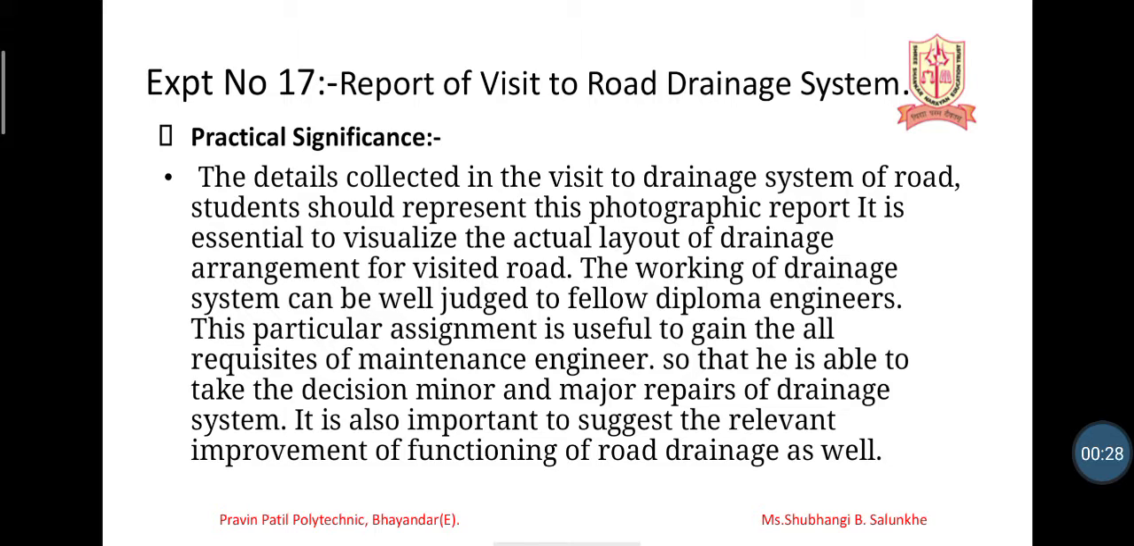It is essential to visualize the actual layout of the drainage arrangement for a visible road. The working of the drainage system can be well judged by fellow diploma engineers. This assignment is useful to gain all the requirements of maintenance engineers, so that they are able to take decisions on minor and major repair of the drainage system. It is also important to suggest relevant improvements to the functions of the road drainage.